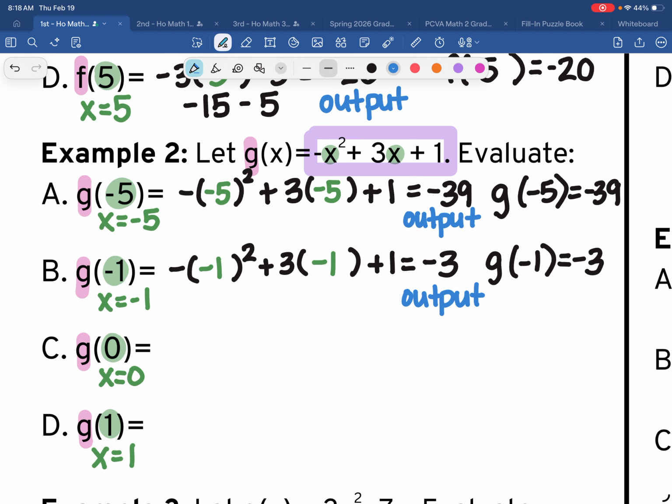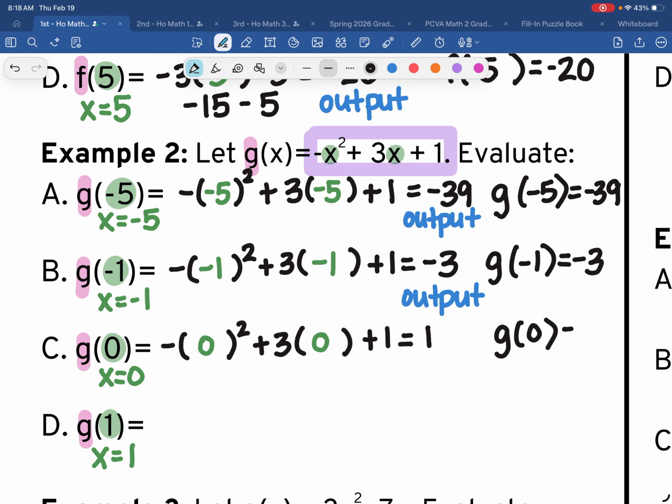All right, so everywhere I see an x, I'm going to substitute in that number. I don't care how many x's it is, I'm going to substitute. Same situation. Now I'm going to substitute in 0. So I have a 0 where x was, and I also have the negative in the squared, and I have a 0 where the 3 was. So negative 0 squared is 0, plus 3 times 0 is 0, so my output here is going to be 1. So g of 0 equals 1. And again, you can verify that in your table in Desmos.